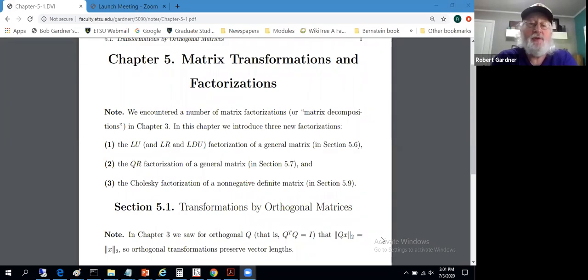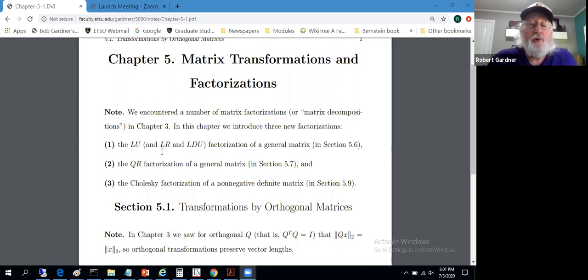Welcome to Chapter 5 on matrix transformations and factorizations. The primary interest is on factorizations of matrices. We encountered some matrix factoring in Chapter 3, matrix decomposition it's also called. We diagonalized matrices, for example. In this chapter, we'll introduce three new factorizations.